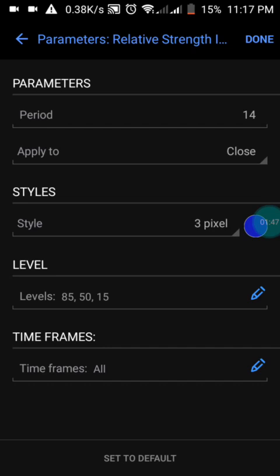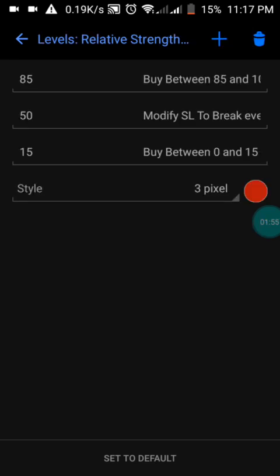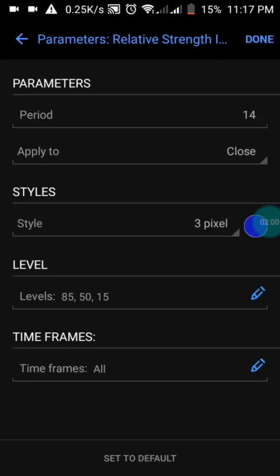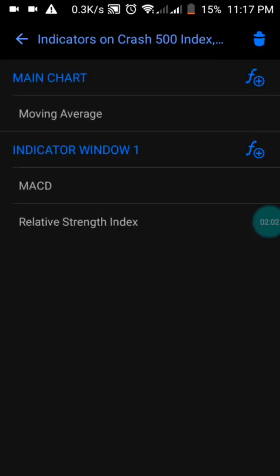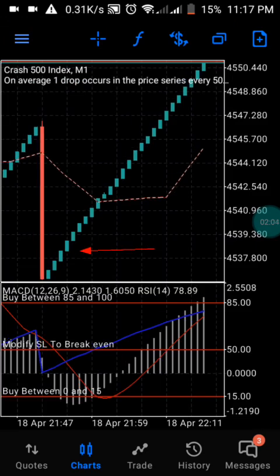Then you have your relative strength index. We have the period of 14, apply to close, and style to be 3. And we have our levels to be 80, 50, and 15. You see that? Then you press done. Once you do that, you will have the same chart the way I have it here.